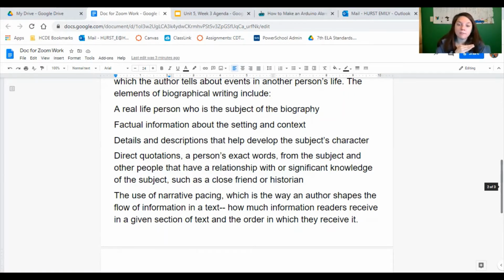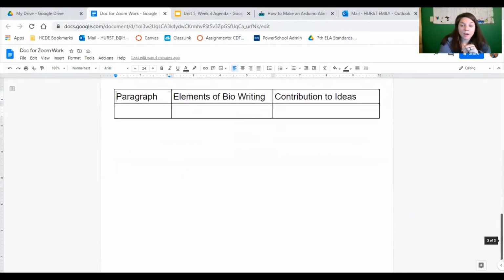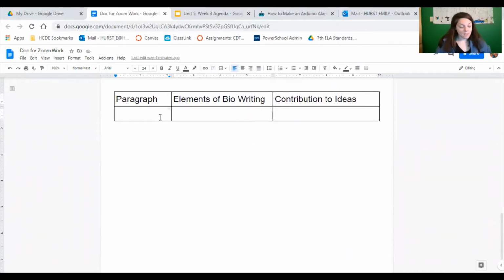And then it's going to use narrative pacing. So instead of being written like an article or something that's just there to give information, it is a way that people who write stories kind of control how the information comes out. Is there going to be suspense, or are we going to find out something at the end that might change our thinking? So what we're going to do today is we're going to look at specific elements of biographical writing and how they contribute to ideas. So we're going to start by looking at paragraph 8, which I'm going to read to you.